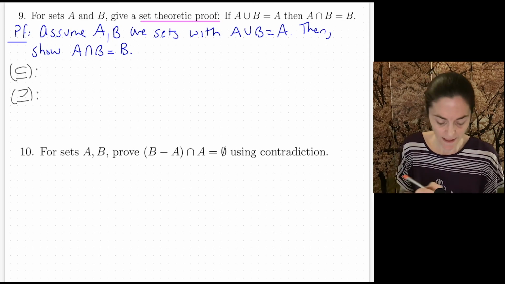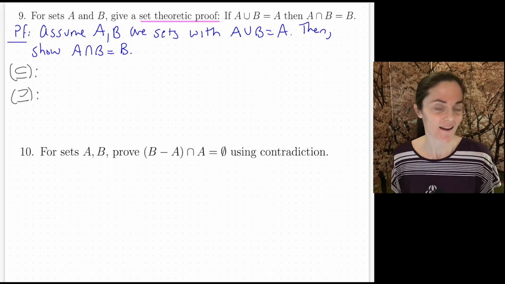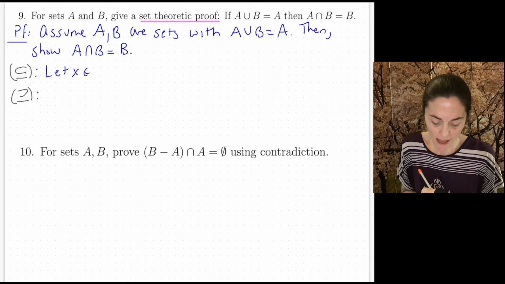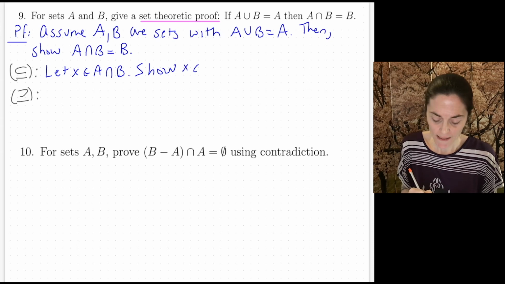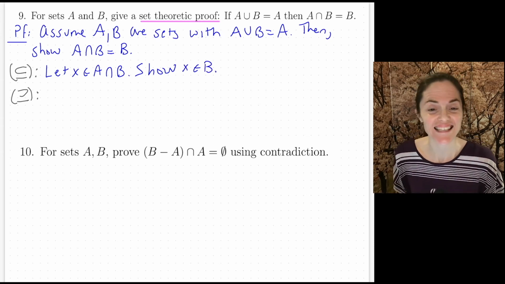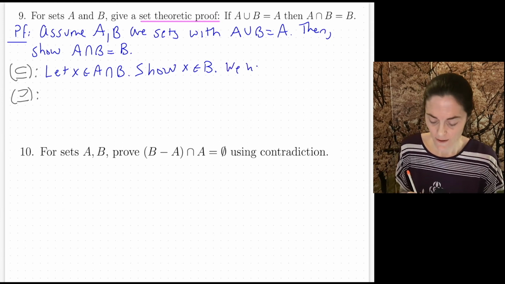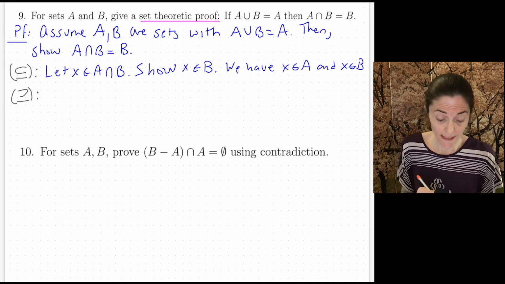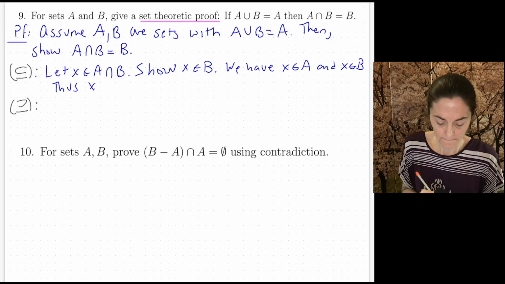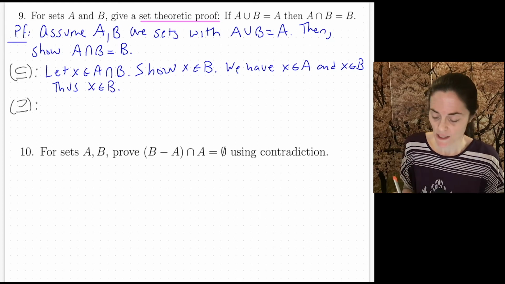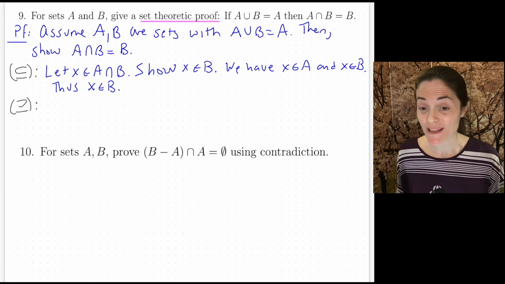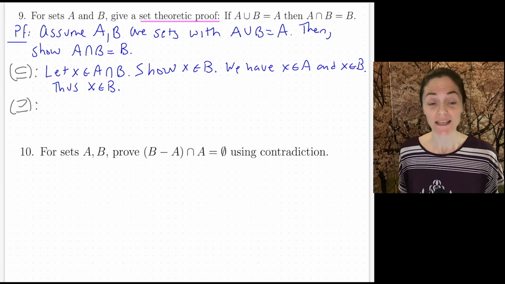One direction is very clear. I will still write it just for the completeness of this proof. Let's let x be an element of A intersect B. We need to show x is an element of B. Well, this is quite short. x is an element of A intersect B means that x is in A and x is in B. And, well, in particular, x is in B. So this direction is finished. Like I said, I was just including this direction for completeness.